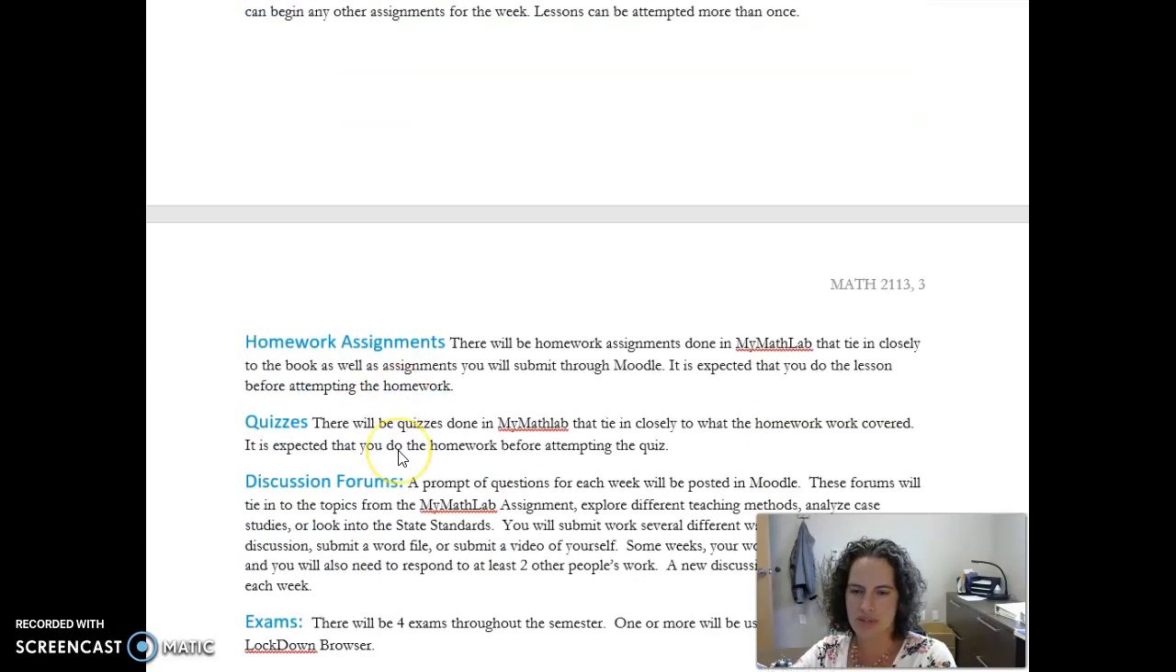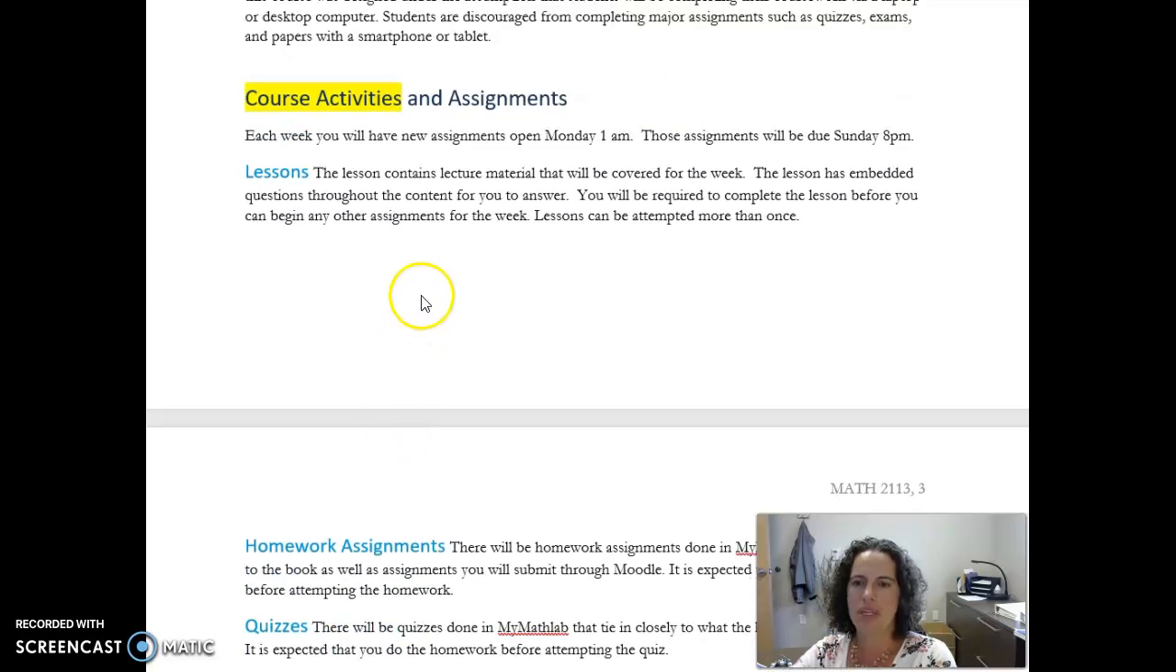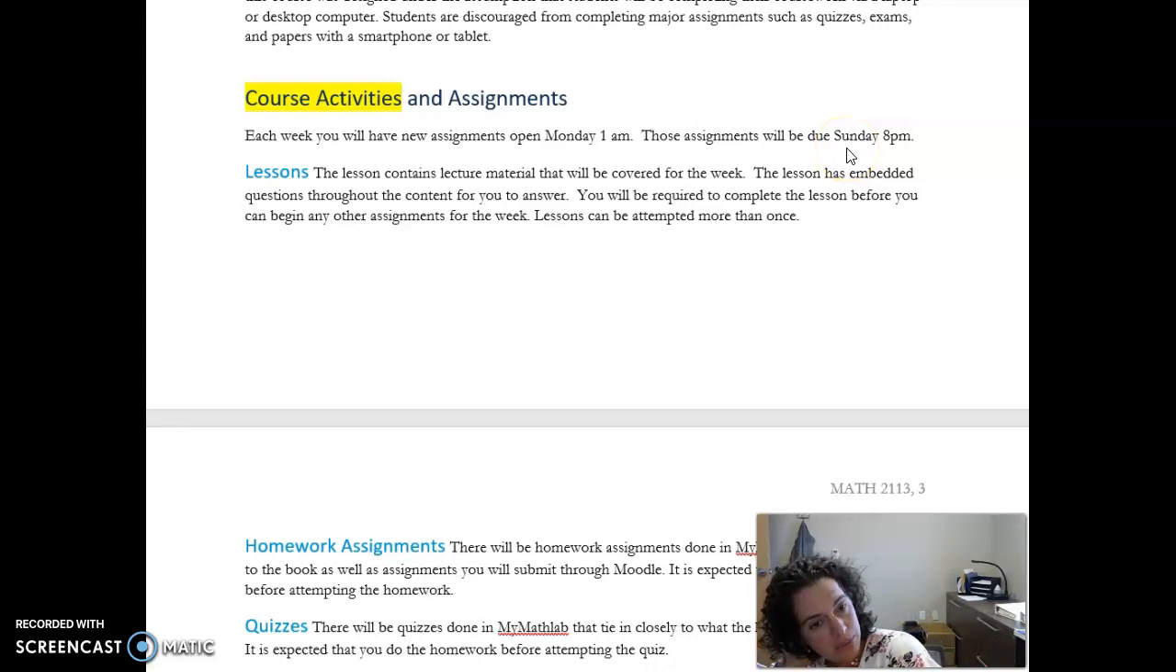Lots of different ways we're going to be doing some work here. Each week we will open at Monday 1 a.m. Everything for the next week will be available, and then your assignments are going to be due that following Sunday at 8 p.m. So you have a full week to get everything done: nights, weekends, weekdays, whatever time you can find to work on it.